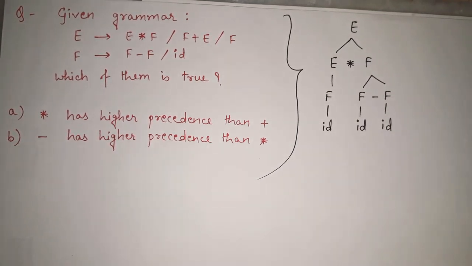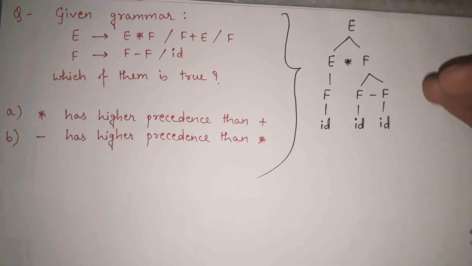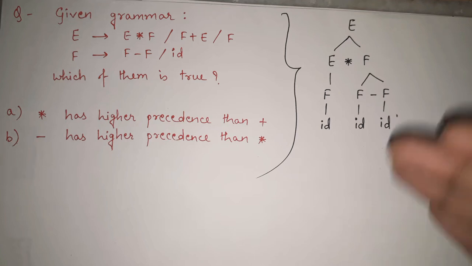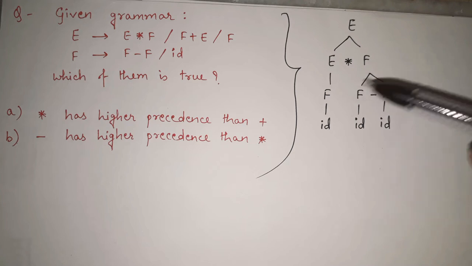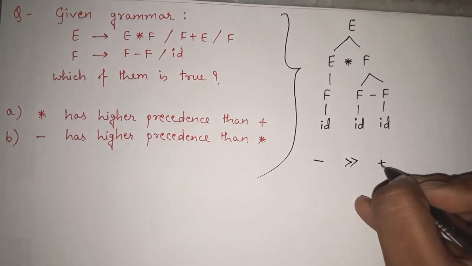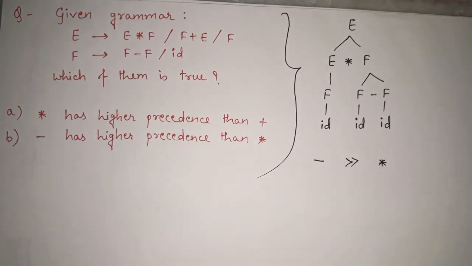Right? Now after making the tree, we know how to check the precedence. In the tree, the evaluation starts from the bottom, bottom to top. So whichever operator is at the bottom, its precedence is more. In this case, minus is there, and if we parse from the bottom, first we have minus and then we have star. So according to this, the precedence of minus is greater than the precedence of star. Means option B seems to be correct, right? But we need to be double sure.